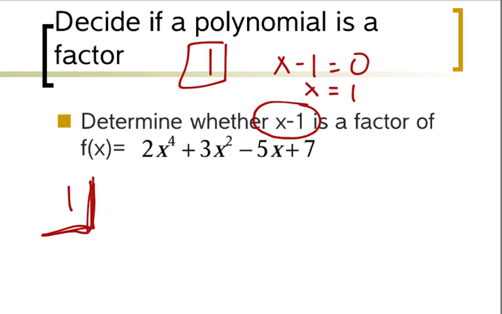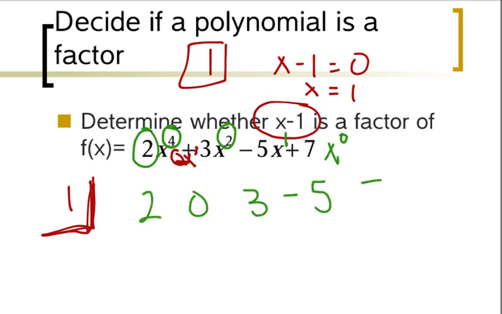Now we take our coefficients, but we've got to make sure that we have perfect descending order. We've got x to the fourth, x squared, x to the first, and a constant, with no x to the third. So we need to make sure that we have a 0 for x to the third. So our coefficients are 2, 0, 3, negative 5, and 7.